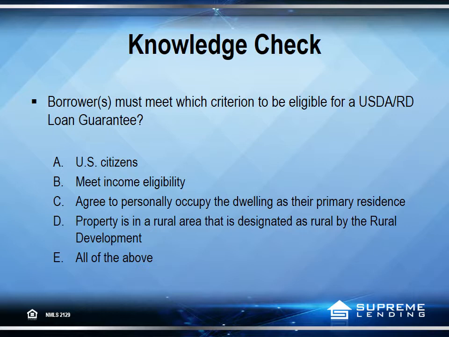Let's do some knowledge checks. Borrower must meet which criterion to be eligible for a USDA Rural Development Loan Guarantee? A. U.S. citizens. B. Meet income eligibility. C. Agree to personally occupy the dwelling as their primary residence. D. Property is in a rural area that is designated as rural by the Rural Development. Or E. All of the above. The correct answer is E. All of the above.